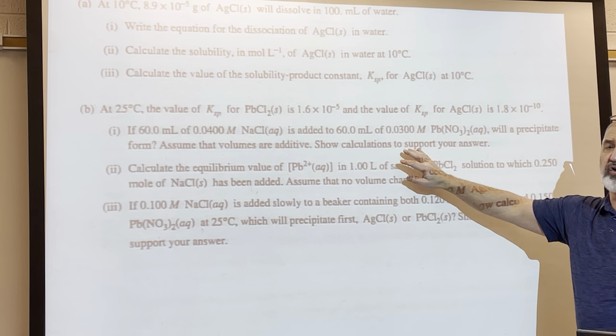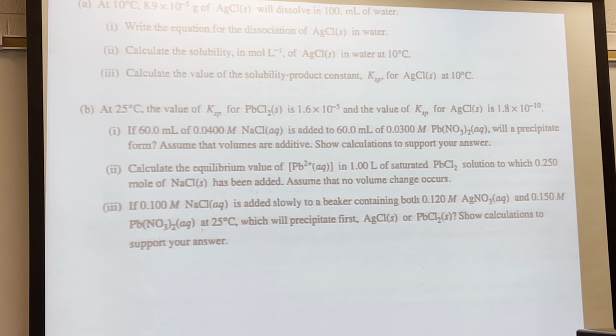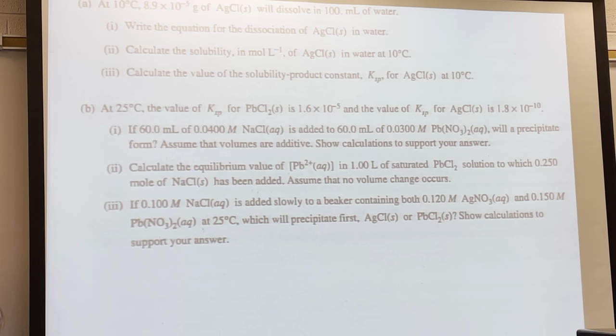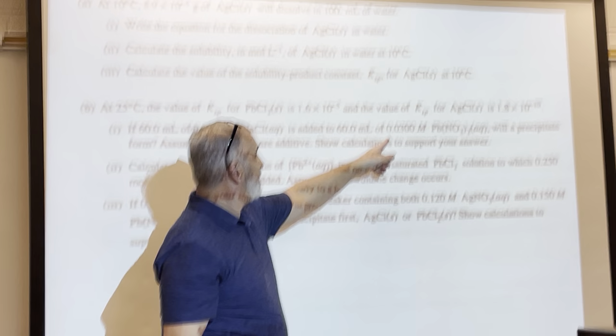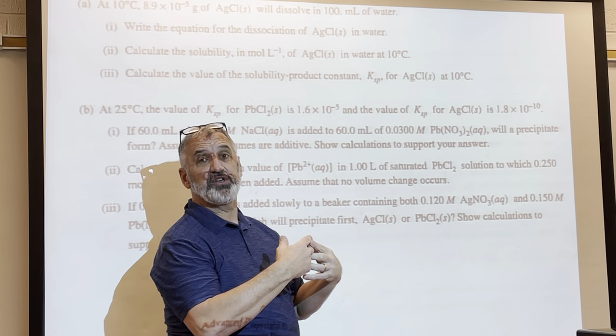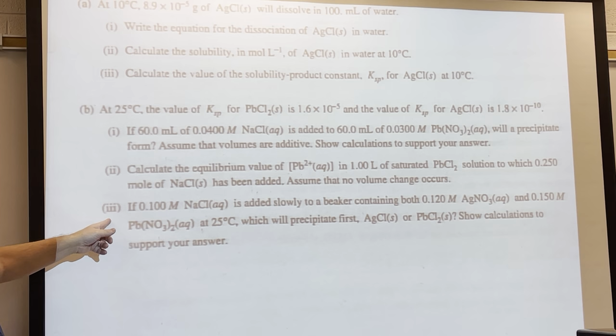And remember, we always have to do the dilution part first. This one was easy because it's 60 and 60, so we know that this concentration is just going to be half of what it was originally. Because you're going from 60 to 120, so it's our half. So this is going to be 0.02, this is going to be 0.015, and then you use those to do the KSP.